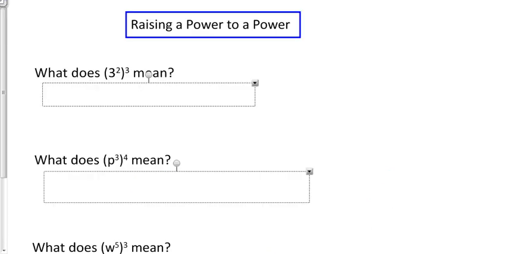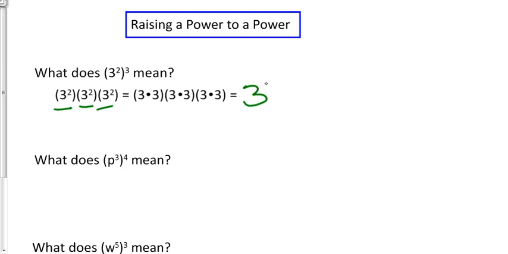Here we're going to look at a different example. This is called raising a power to a power. So notice here, I only see one base. 3 is being raised to the second power, and then I'm taking that whole quantity and raising it to the third power. Well, what does this really mean? It means I'm taking 3 squared and using it as a factor 3 times. Well, 3 squared is really 3 times 3, so that's 3 times 3 times 3 times 3 times 3 times 3. To simplify this, how many 3's am I multiplying all together here? 6 of them. This is 3 to the 6th.